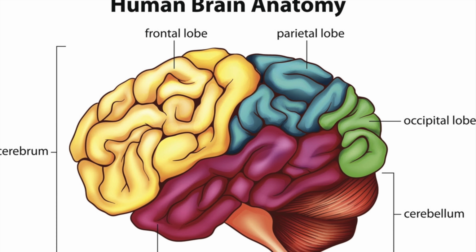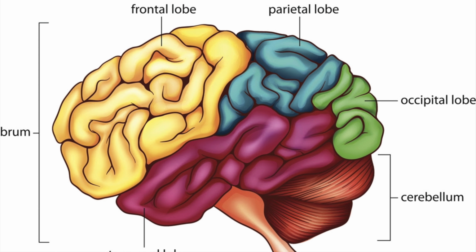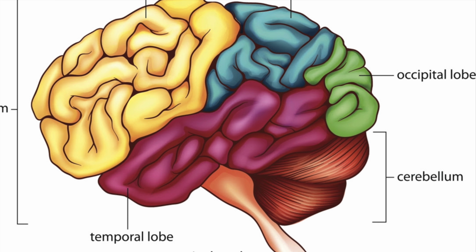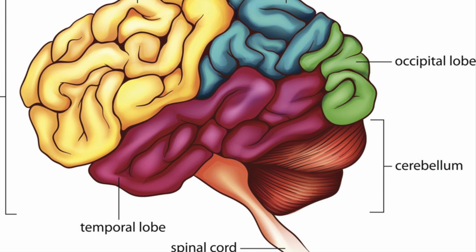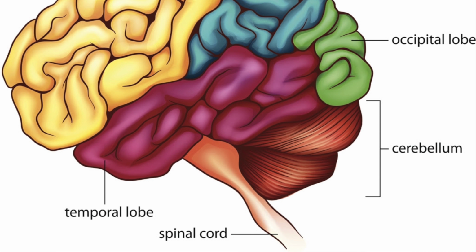Motor learning. The second category of learning is motor learning. It's a component of stimulus response learning. Motor learning cannot occur without sensory stimulus from the environment. The frontal lobe regulates body movement, behavior, concentration, and judgment.